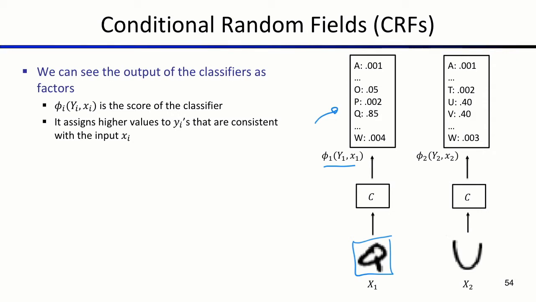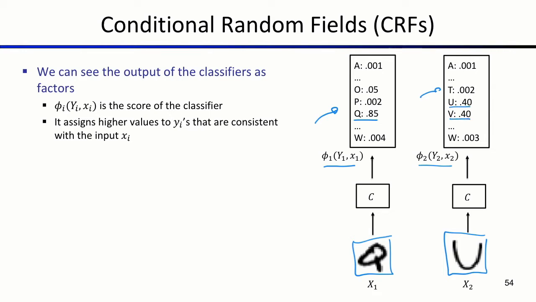So in this case here, we can see that the classifier is pretty confident that the input image is for a letter Q. And we're going to do the same thing for all the letters that we have. So we input this image of a U to the classifier, and we get another table that we can see as another factor. In this case, I'm calling that phi2 of y2 x2, and it's going to be the probabilities for the second label.